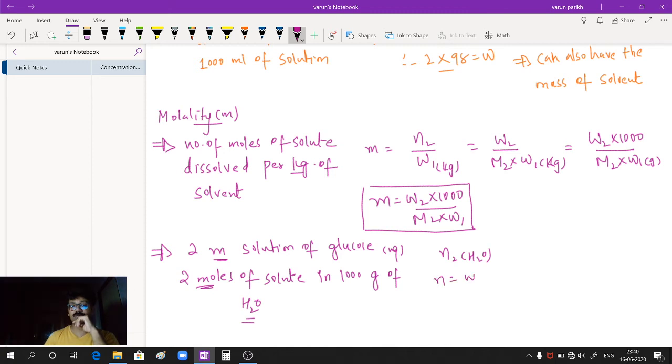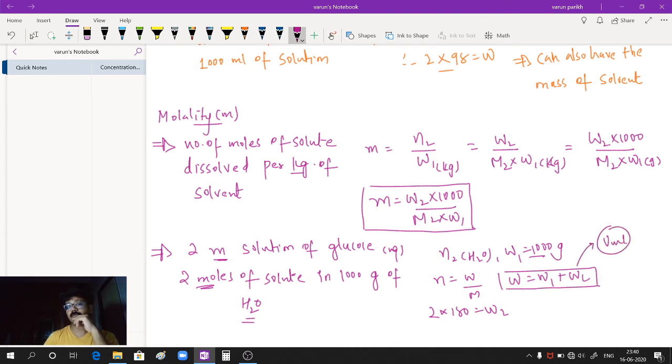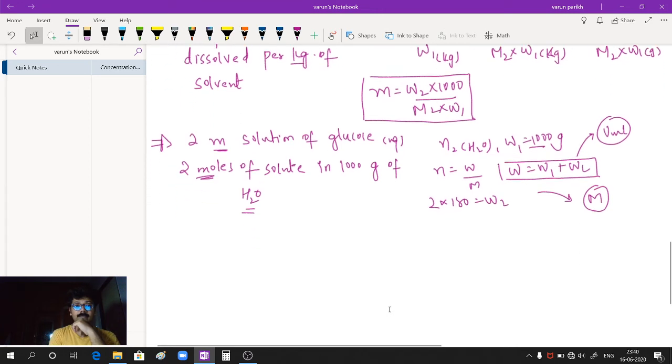When I convert the 2 moles into mass, because glucose has molar mass 180, 2 multiplied by 180 will be the mass of solute. The mass of solvent itself is 1000. When I add solvent plus solute, it becomes the mass of solution. If the density is there, then through density I can get the volume of solution. With the volume of solution and the number of moles of solute, I can also convert this into molarity. Understood? Okay.